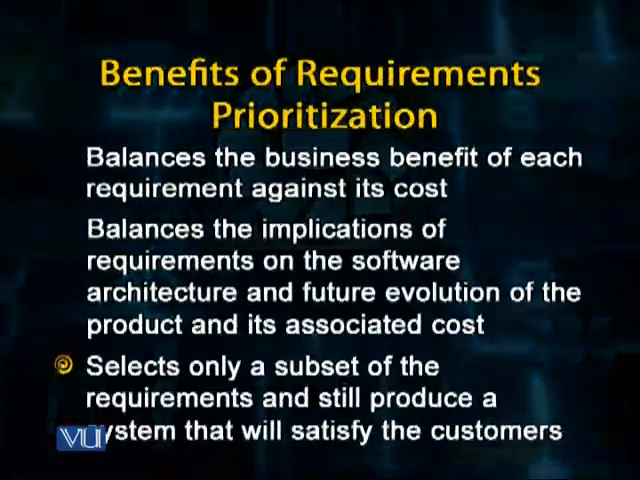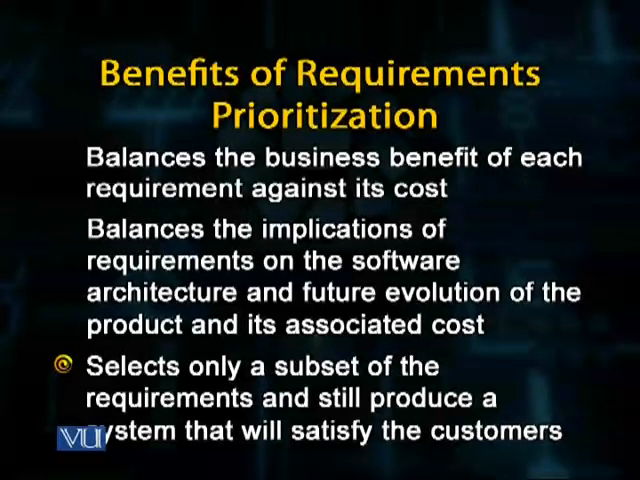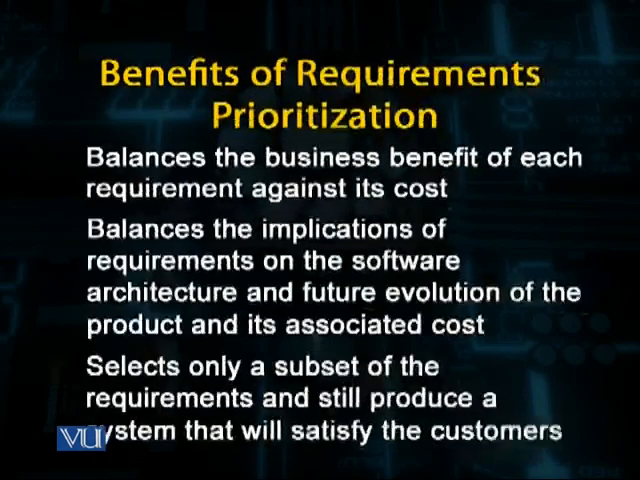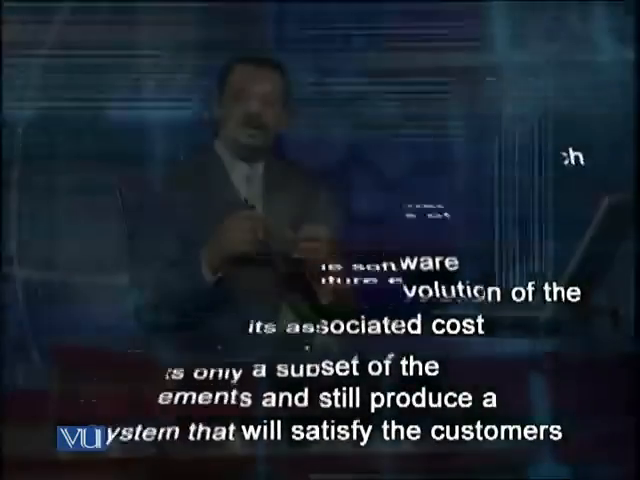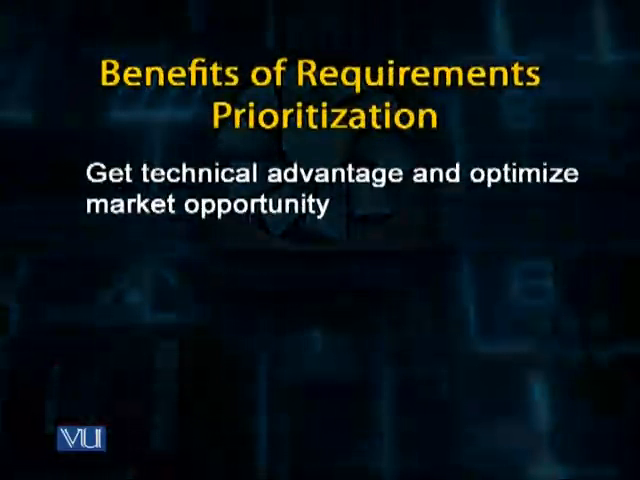When we are doing prioritization, we only select a subset of requirements and still produce a system that will satisfy the customer's needs. And that's, again, basically the same thing: when we are developing software in iterative and incremental ways, then at the end of each iterative process, we have incrementally added more functionality to the product. And in fact, in each iteration, we have added only a subset of the requirements. So in each iteration, we are basically adding more functionality to the software product.